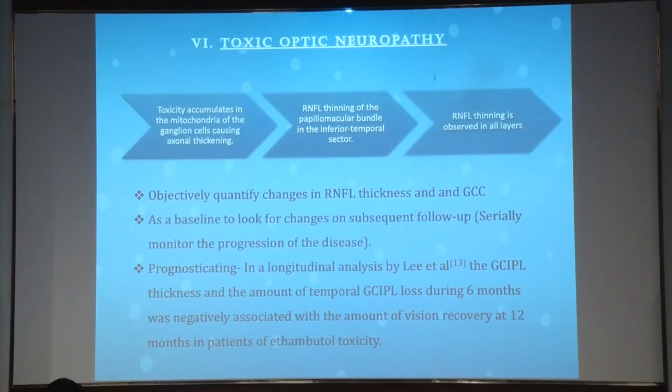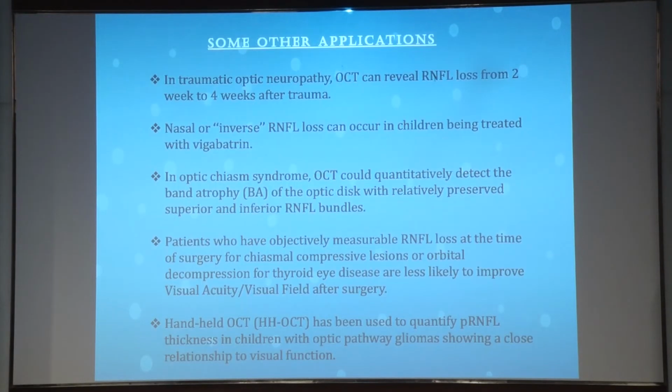Toxic optic neuropathy, a prognosticating feature, has been documented by Lee et al., where they have shown that the GC-IPL thickness and the temporal GC-IPL loss during the first 6 months was negatively associated with the amount of vision recovery at 12 months. I'll just wrap it up.